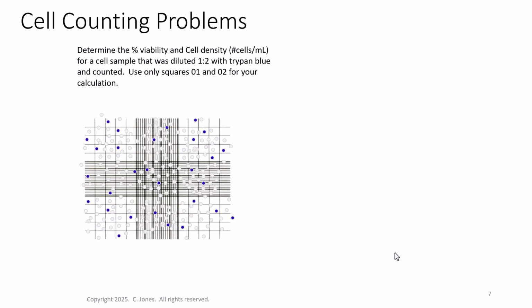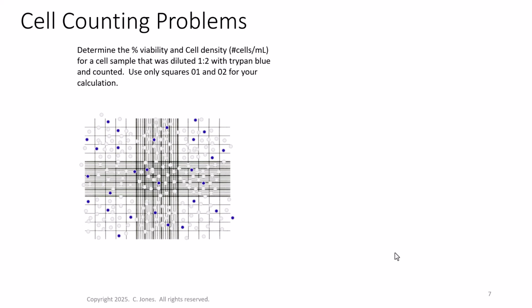So let's really start with just getting the raw data. So here again, I've made a cartoon picture, if you will, of a hemocytometer, of one of the counting chambers in the hemocytometer with all of the squares occupied by cells. So the problem states determine the percent viability and the cell densities, that is the number of cells per mil, for a cell sample that was diluted 1 to 2 with trypan blue, and count it.